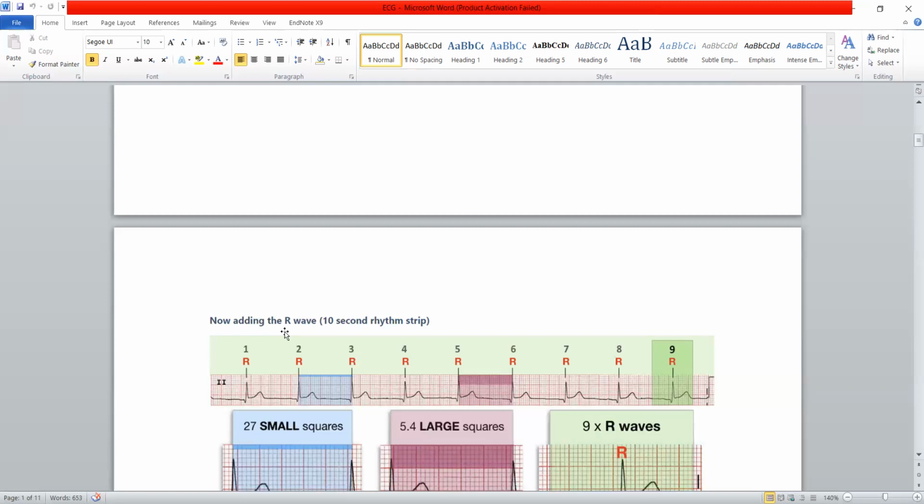If we calculate small squares, then we divide 1500 by the number of small squares. 1500 divided by 27. The answer is almost 56. Yes, 56 approximately.